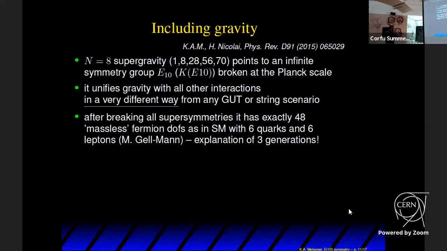One observation is that after breaking all supersymmetries, we don't assume any supersymmetry below the Planck scale. The theory is completely non-supersymmetric. It has exactly 48 massless fermion degrees of freedom, as in the standard model with 6 quarks. So Murray Gell-Mann noticed that, and that can be an explanation of 3 generations. There cannot be more, and there cannot be less than 3 generations, 6 quarks and 6 leptons.